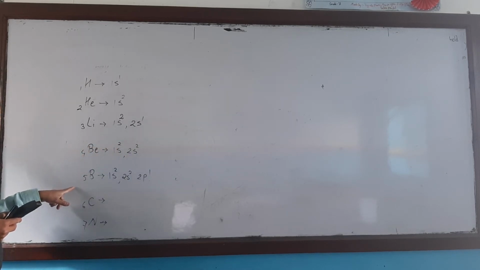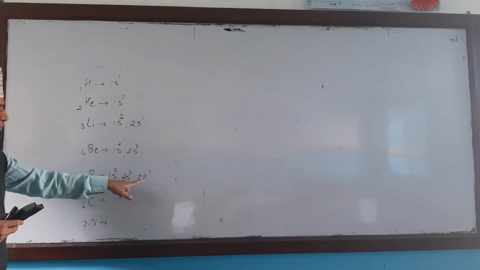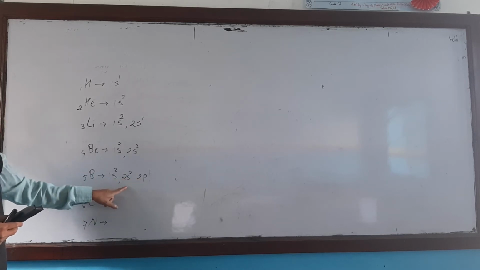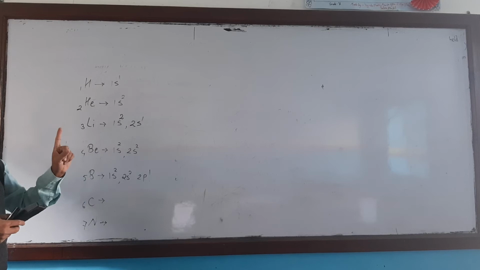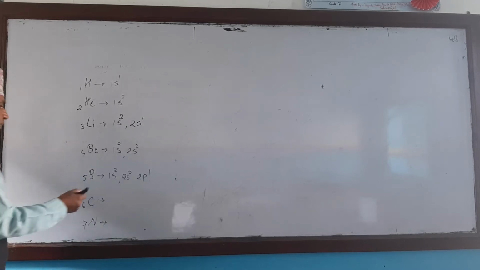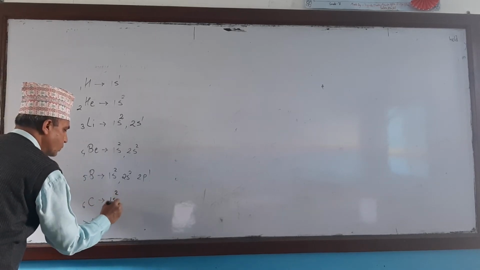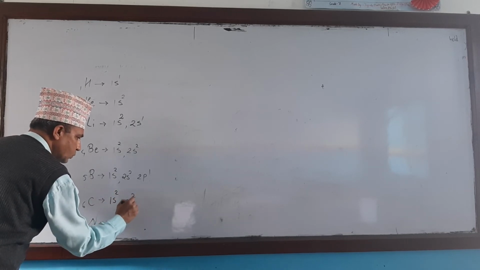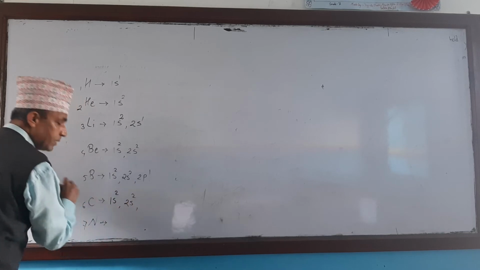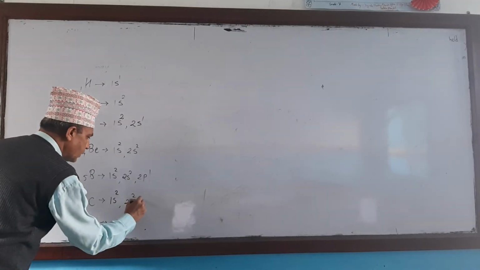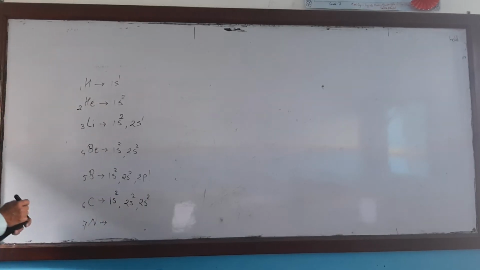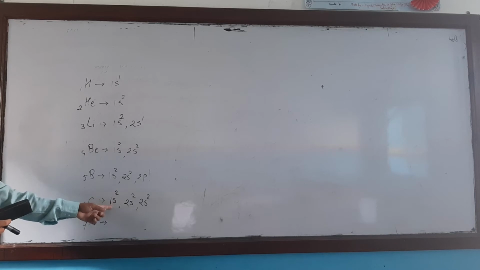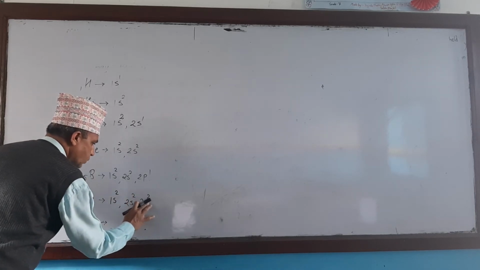Boron 1s2, 2s2, 2p1. Don't write 2s3. Capacity of s is only 2 electrons. Now carbon, what do you do? 1s2, 2 done. After 1s, there is 2s2, 4 done. Then how many electrons are left? 2. So the electronic configuration of carbon is 1s2, 2s2, 2p2. What I wrote here, 2s2, is wrong.